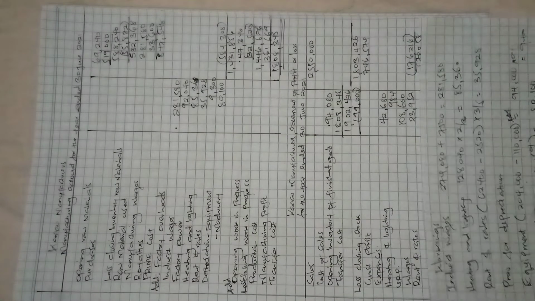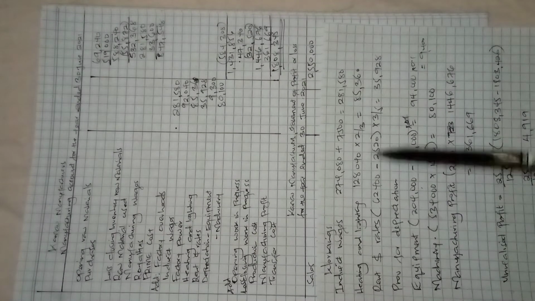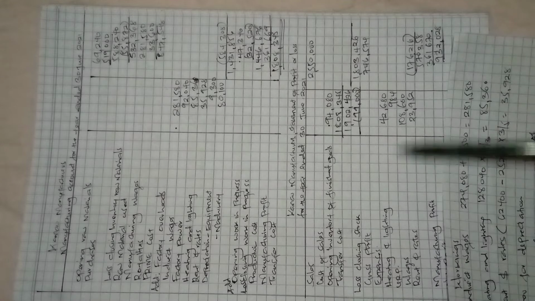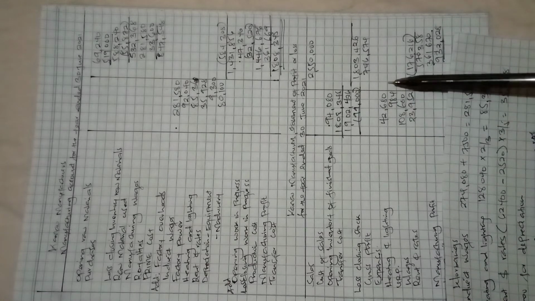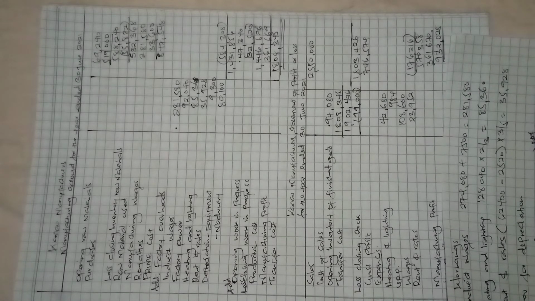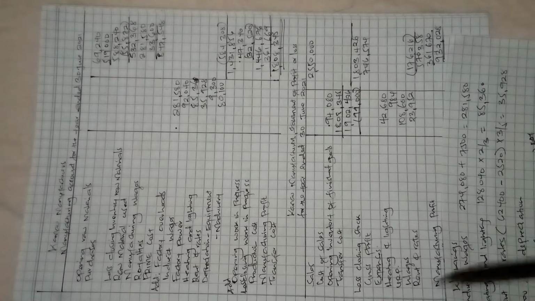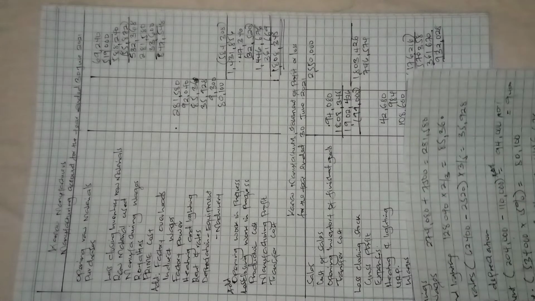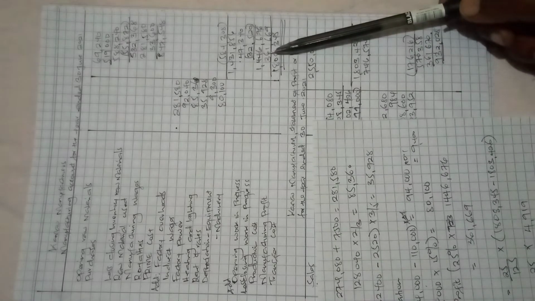So under heating and lighting, we have 128,040 times 1 over 3. You will get 42,680. Then from there, let's calculate this one. URP means unrealized profit. So unrealized profit, this is the way you calculate it. This one is our solution. I hope you are able to see that.